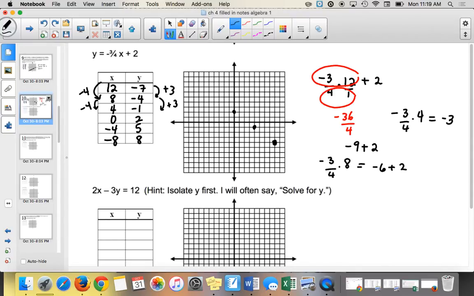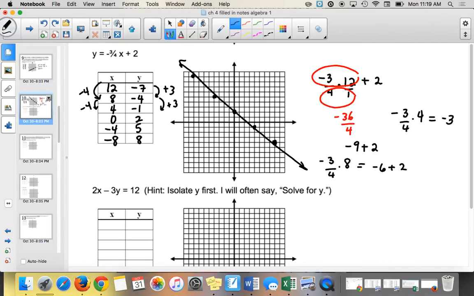0, comma 2. So go over 0, up 2. Negative 4, comma 5. And negative 8, comma 8. All right, so there's our line. And graph it in. All right, we feeling pretty good about graphing lines?